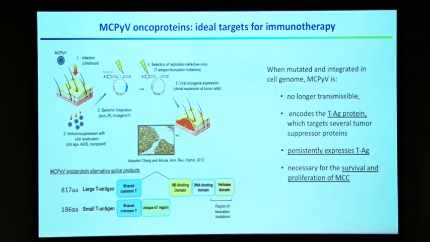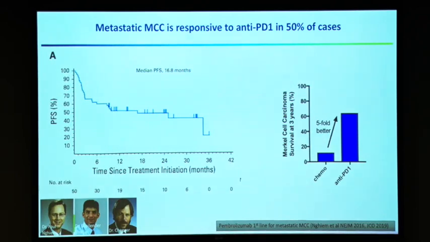It requires a mutated form, so there have to be some events before the truncated, non-replicative Merkel cell polyomavirus can insert itself into the DNA of the cell and cause the cancer. It encodes the T antigen protein, which targets several tumor suppressor proteins. It's persistently expressed. It's necessary for the survival and the proliferation of the Merkel cell cancer. And that obviously is a fantastic target for an immunologist, which is basically a target which is non-self, and that you can raise T cells against.